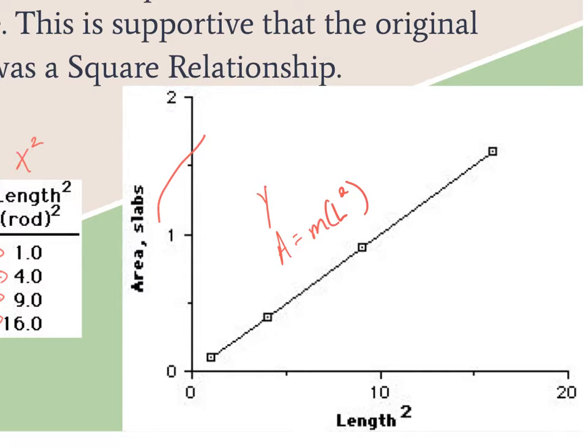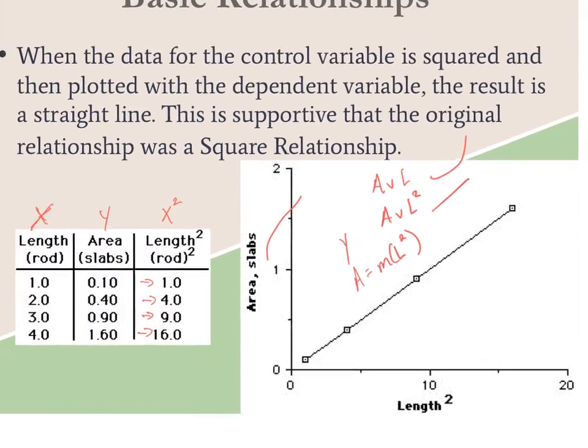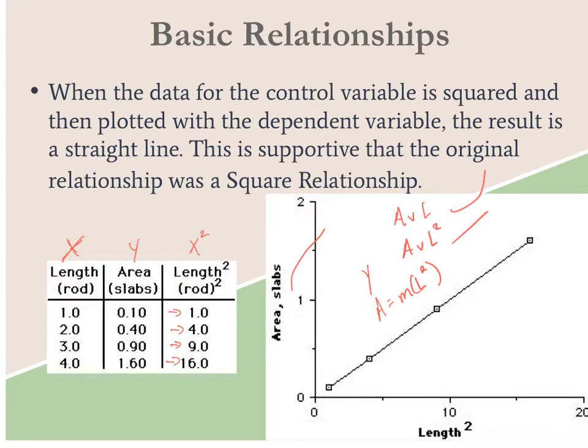Okay, so when we graphed area versus length, it gave us our curve. When we graph area versus L squared, it gives us our straight line. And so again, that linear relationship between those two variables is additional support that it is actually a square relationship between those two variables.